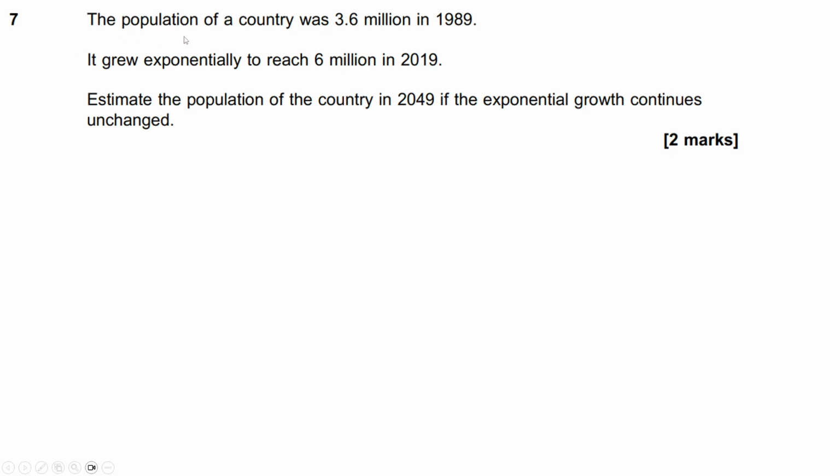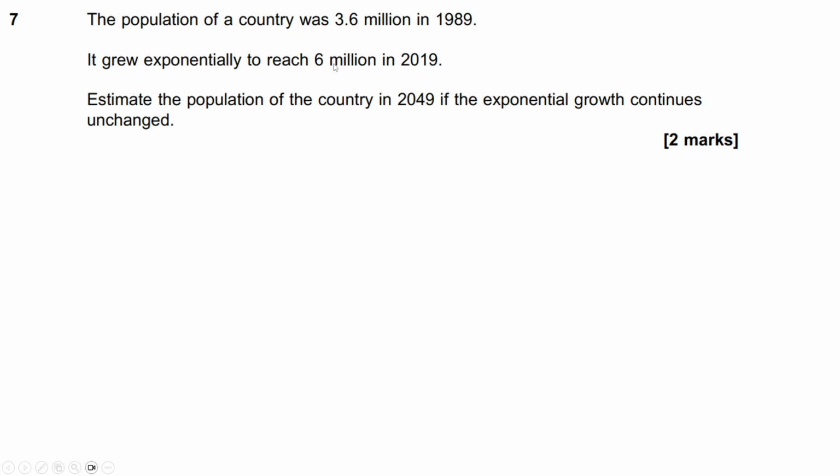Anyways, question 7. The population in a country was this in 1989. It grew exponentially to reach 6 million 30 years later. Okay, and we want to estimate the population 30 years after that, if the exponential growth remains unchanged.